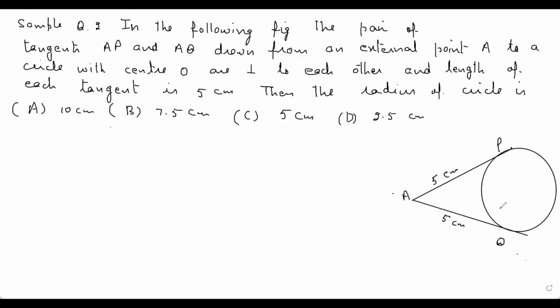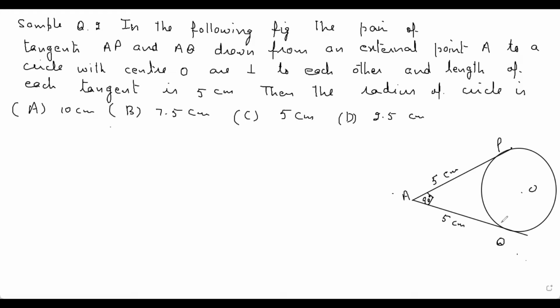Sample question number 2. Now the question is, in the following figure, the pair of tangents AP and AQ drawn from an external point A to a circle with center O are perpendicular to each other. They make an angle of 90 degree with each other. And length of each tangent is 5 centimeter. AP is 5 centimeter, AQ is 5 centimeter.